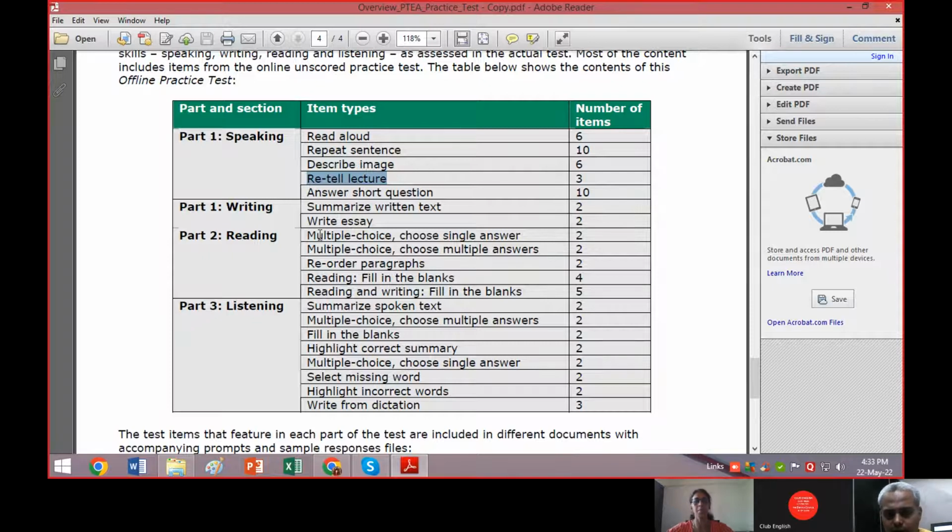Now, coming on to the next part, answer short questions. So what is answer short questions? Answer short questions means you'll be asked very small, one-word questions. As and when you do it, you'll be understanding it. It's very easy. The only thing which matters in repeat sentence and answer short question is the way they speak.